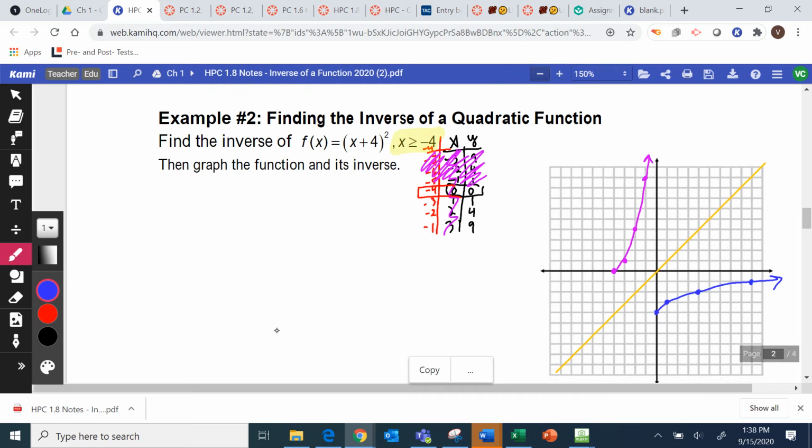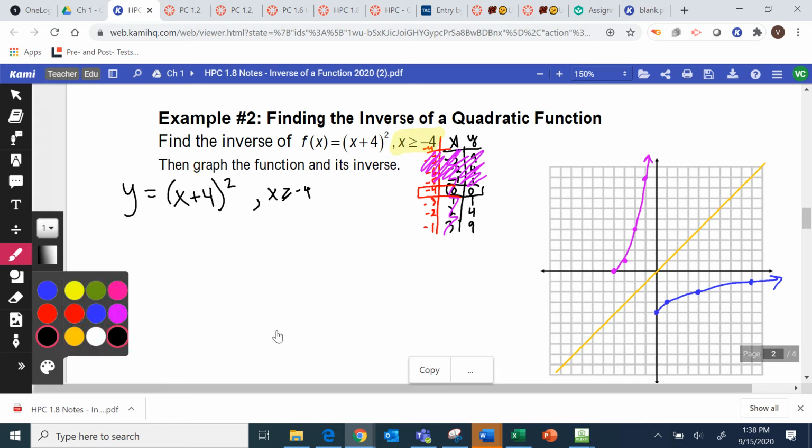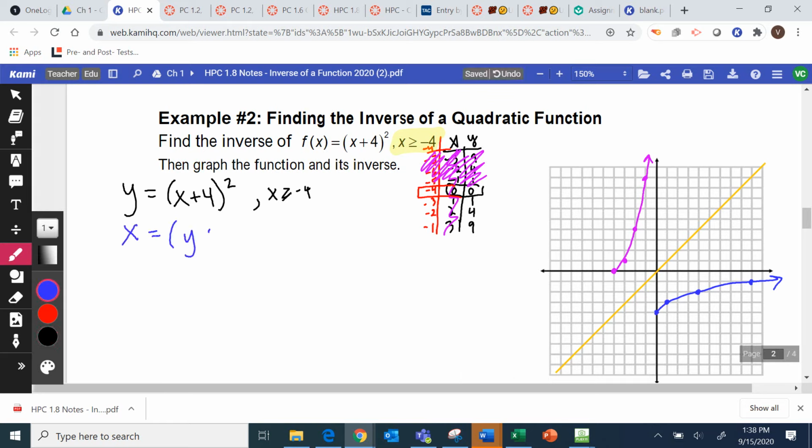Let me start though, because there's no y. How can I switch the x and the y when there's no y? f of x is y. So the first thing I'm going to do is think of f of x being y. Now I'm going to write the inverse. Here it goes. Here's my inverse. Done. I did it, right?